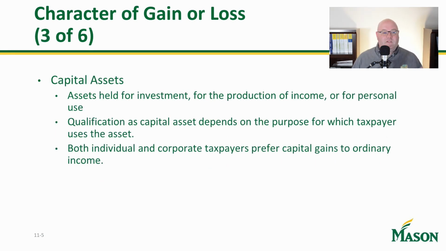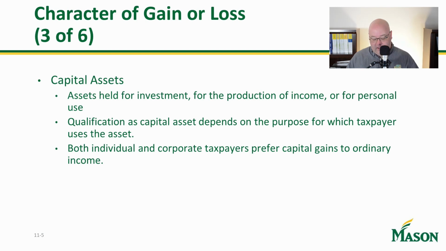Capital assets are held for investment, for production of income, or for personal use. The qualification as a capital asset depends on the purpose for the taxpayer, and there's some truth to that. Something that could be held as inventory could also be a capital asset. Say, for example, I'm a car salesman. I sell cars. That car, when I sell it, is an inventory item, even though a car could be a capital asset for another business. But in a car dealership, it's inventory.